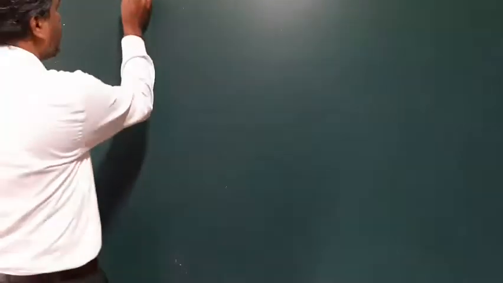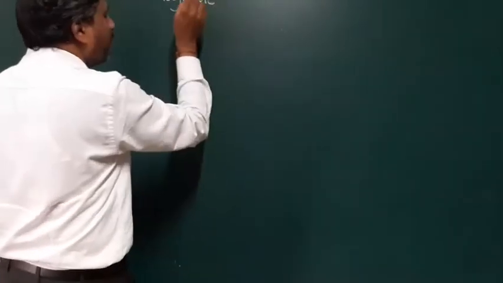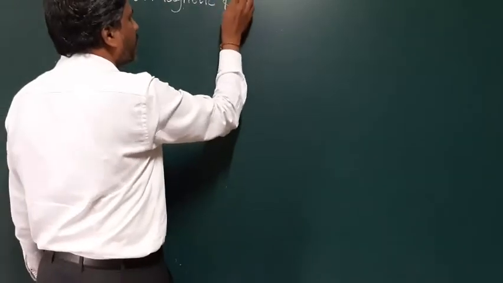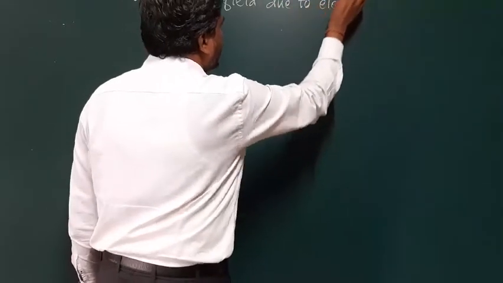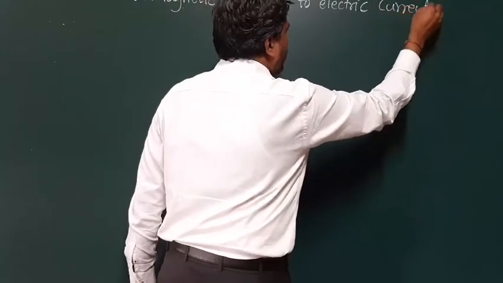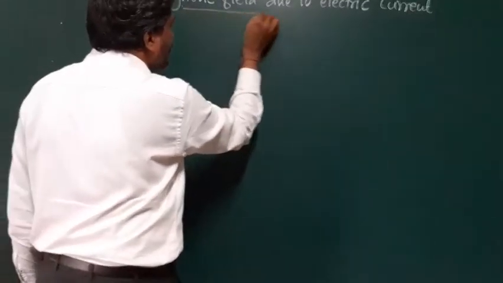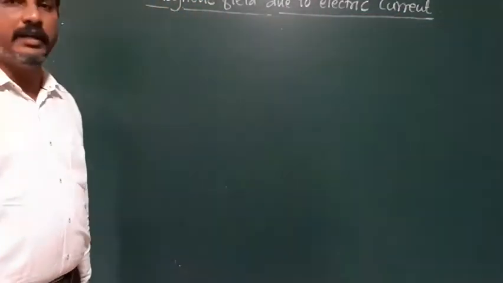Today we see only one effect, that is the magnetic field produced around that conductor. That is chapter number 10, magnetic field due to electric current. The reason behind the magnetic field is the flow of current through the conductor. This is an important chapter. If you clear all the concepts from this chapter, then it is very easy to understand electromagnetic induction.